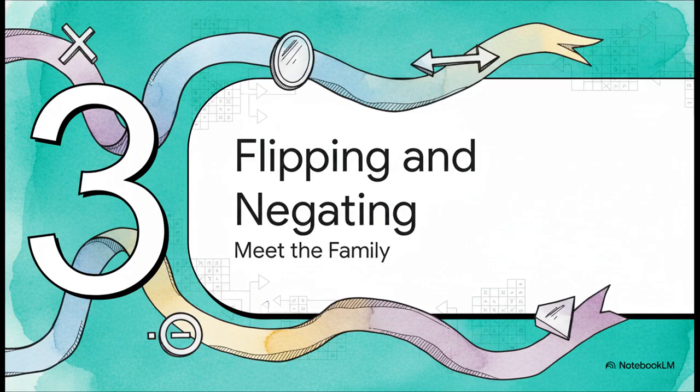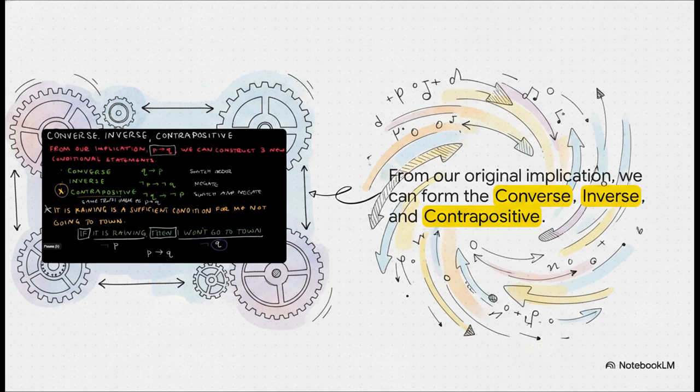All right, now that we've got the basic if-then down, let's meet the rest of the family. From any one of these statements, we can spin off 3 other related statements. And you absolutely 100% need to know these for your tests. Here they are: the converse, the inverse, and the contrapositive. Yeah, the names sound a little complicated, but don't worry. They're really just different ways of rearranging or negating our original P and Q. The best way to think about them is as remixes of the original statement.